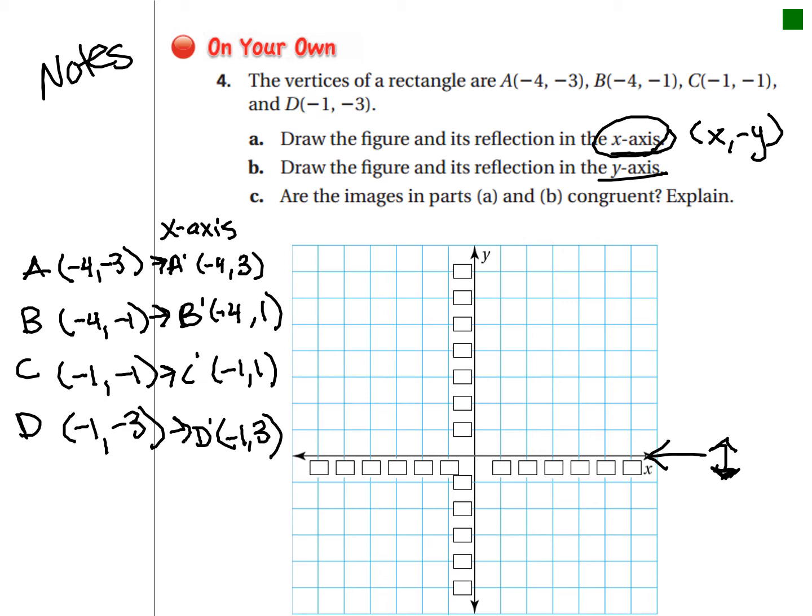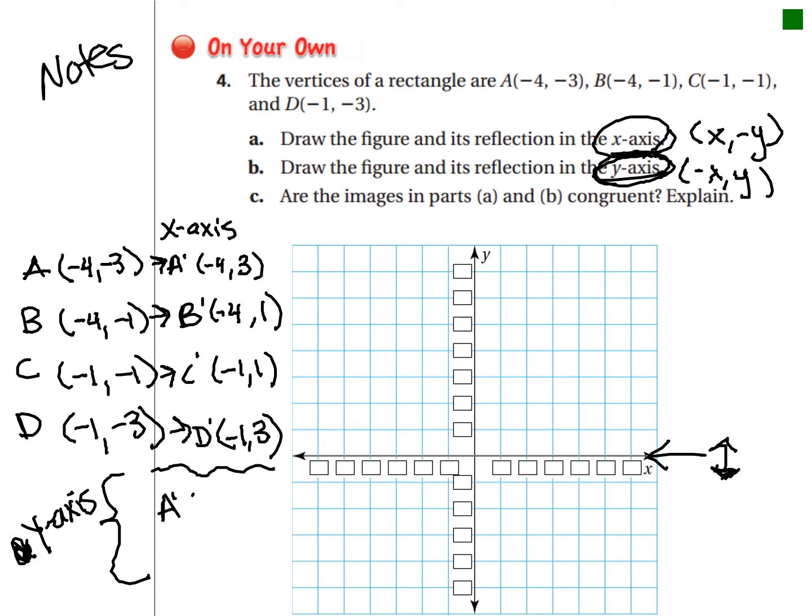All right, let's go ahead and do the y-axis now, and that's where we take the opposite of x. Take the opposite of x because we're going left and right for a y-axis flip, left and right. I'm going to go ahead and put my y-axis image here. All right, the image of A, we're looking at changing this -4 to a positive 4. We'll go (4, -3). I'm going to put a double prime so we know that this is our second one.